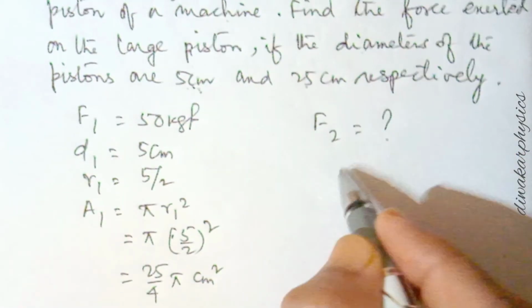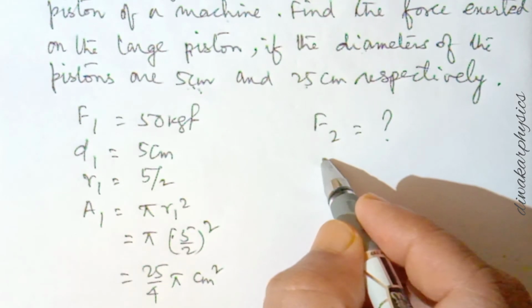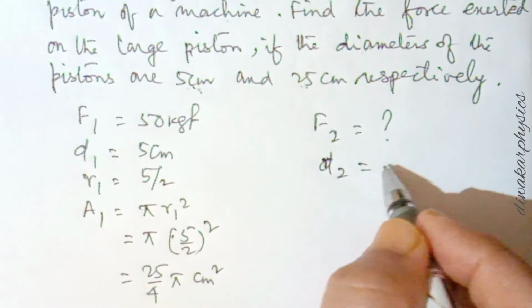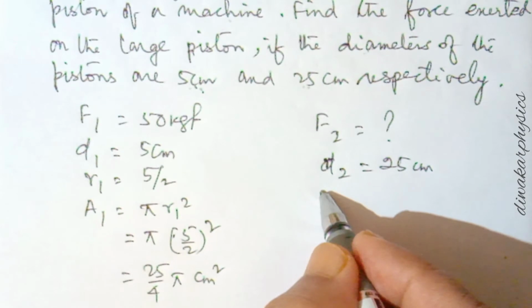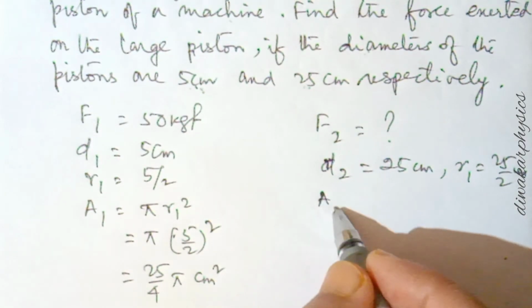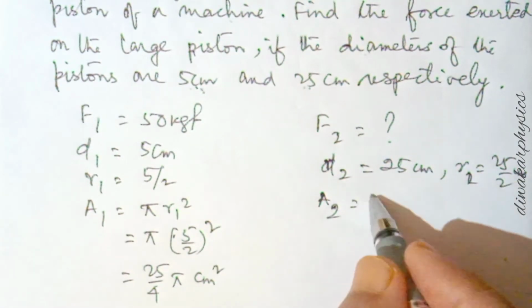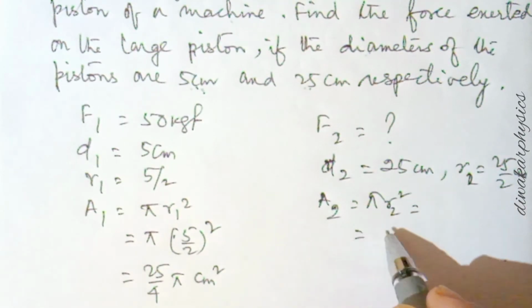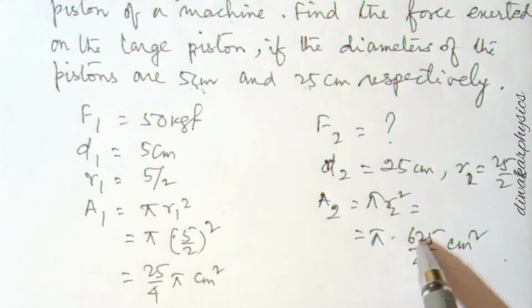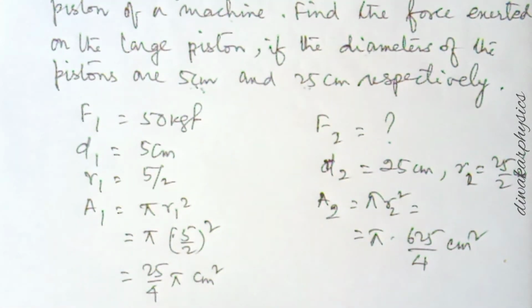What force is exerted? You have to find on the larger piston. So that means F2 is applied on the larger piston. So larger piston will have this one. So D2 is 25 centimeter. Then R2 is 25 by 2 centimeter. Then area 2, pi R square. Then pi into 625 by 4 centimeter square. So 25 square is 625, and 2 square is 4. Now use the formula F1 by A1 is equal to F2 by A2.